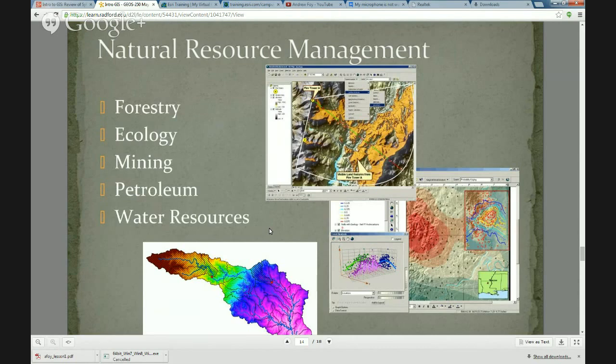And also in mining and other sorts of natural resources extraction, GIS is very important. It's been used for a long time in the petroleum industry to try and identify places to drill to extract oil or natural gas. We actually have several students now who work in the natural gas industry where they do permitting maps for fracking companies.